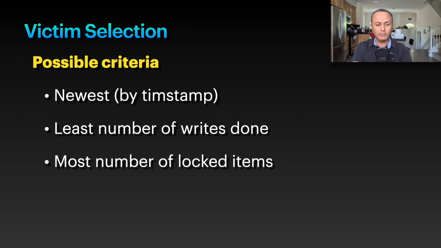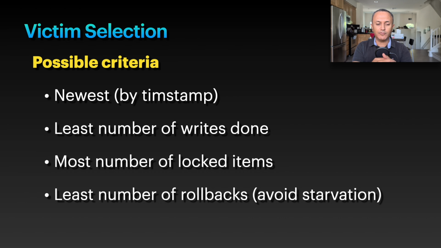Another potential criteria to look at would be the transaction that has the least number of rollbacks so far. This tries to avoid starvation. So basically, if a transaction keeps getting rolled back every time it starts working, then it might get to a point where this transaction is unable to do any work, unable to complete. So we're trying to allow such a transaction to complete. So we're going to roll back something that potentially hasn't been rolled back before or has been rolled back the fewest number of times. So this would avoid starvation. Yeah, so that's regarding deadlock detection and victim selection.